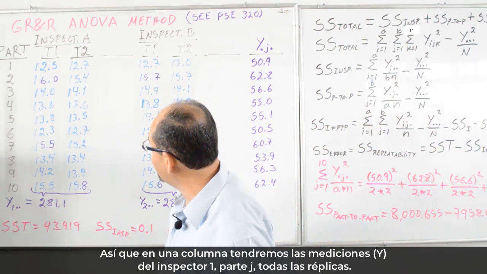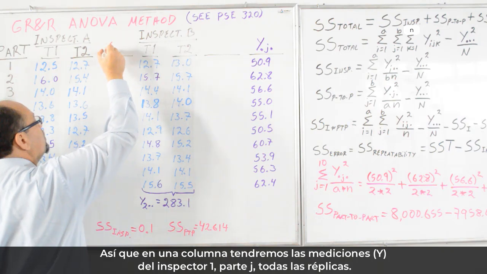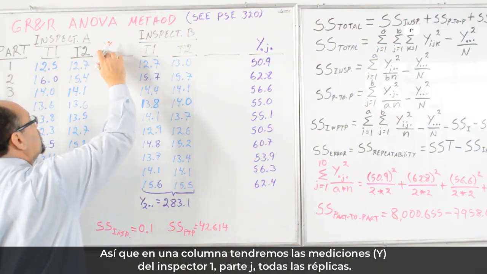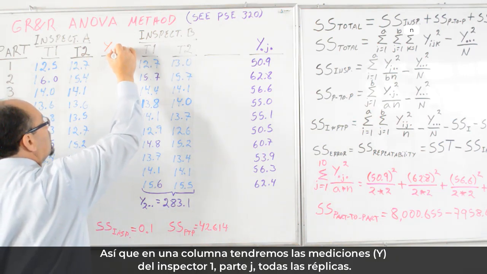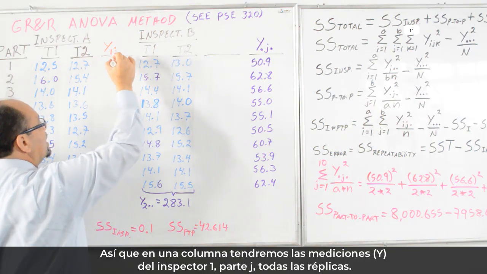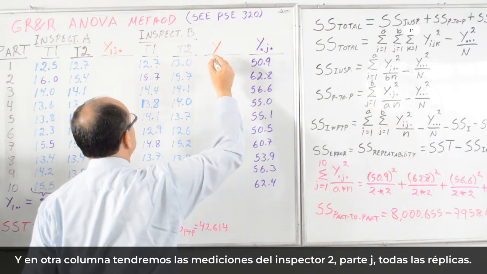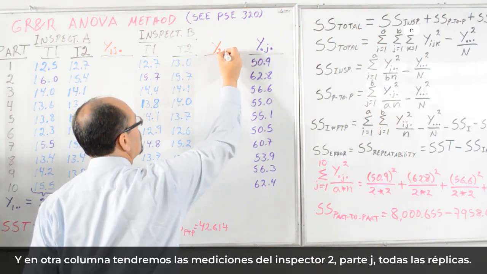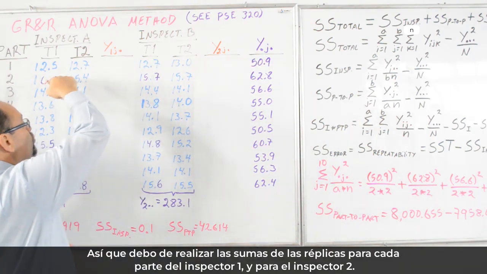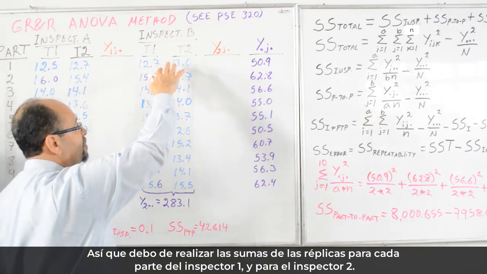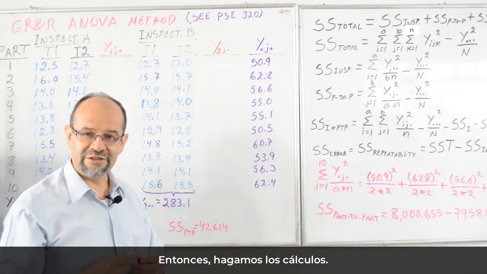So basically that term is going to be the measurements y of inspector 1, part J, all the trials. And here will be the measurement of inspector 2, part J, all the trials. So I have to do the sum of all the trials for all the parts for inspector 1 and for inspector 2. Well, let's do the calculations.